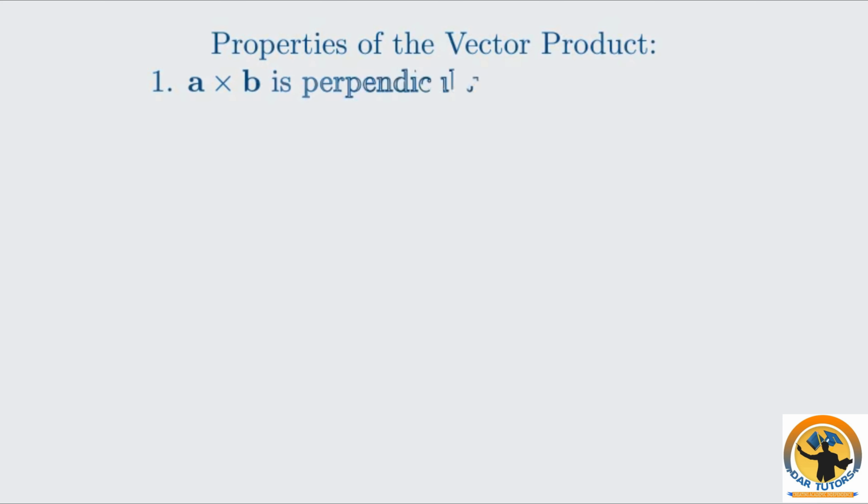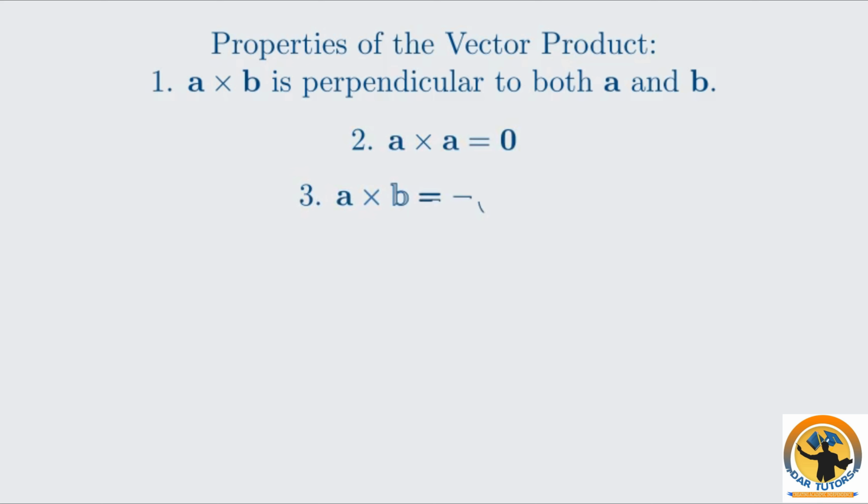The vector product has several important algebraic properties that are essential for solving more complex problems. Let's go through them. First, as we've established, the cross product A cross B is a vector perpendicular to both A and B. Second, the cross product of any vector with itself is the zero vector. This makes sense geometrically, as two identical vectors are parallel, and the cross product of parallel vectors is 0. We'll prove this later. Third, the vector product is anticommutative. This means that A cross B is equal to the negative of B cross A. They have the same magnitude, but point in opposite directions.